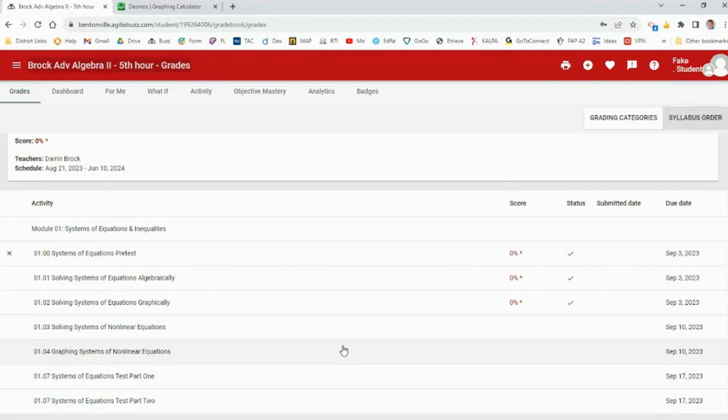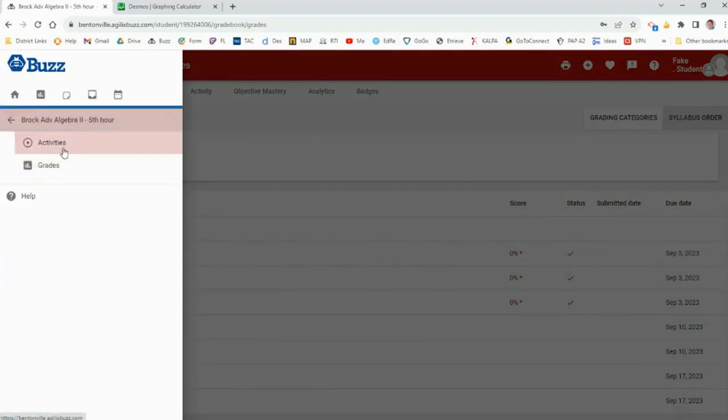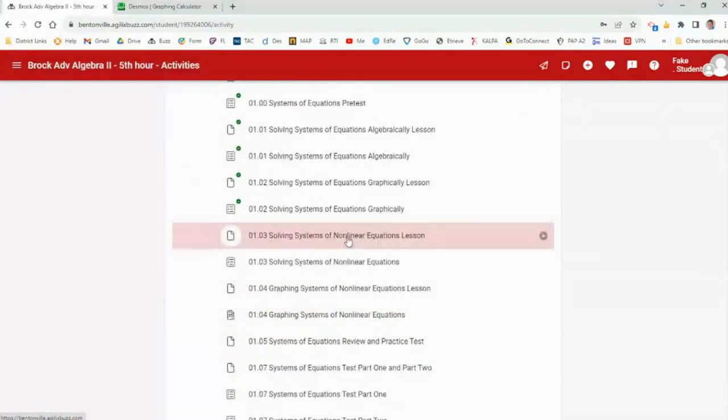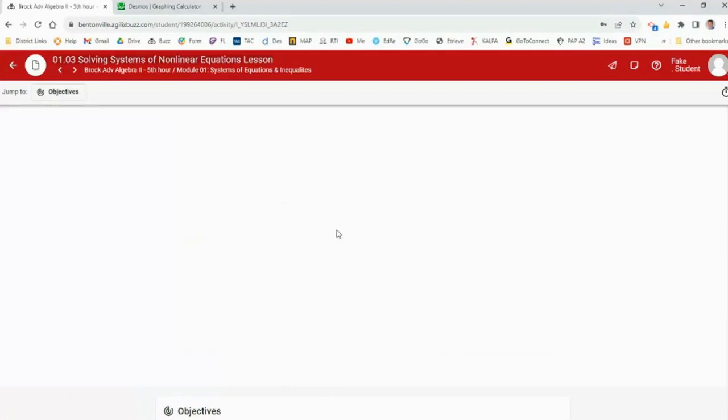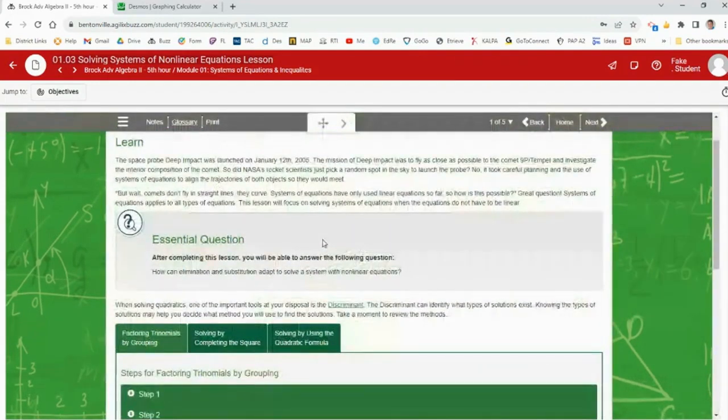So let's look at 1.03 and 1.04 this morning. Activities. There we go. Activities. All right. Solving systems of nonlinear equations. It's coming. There we go. All right. Let's look at what the little story is starting off here.